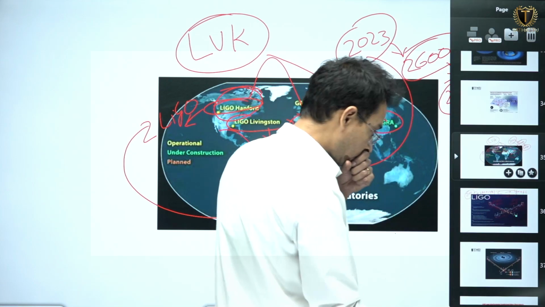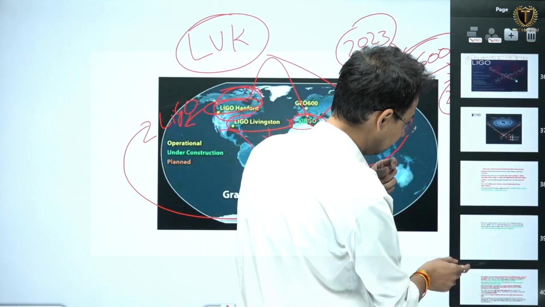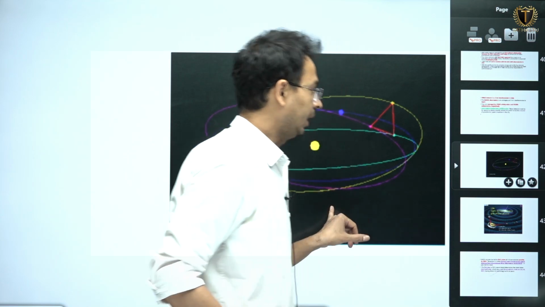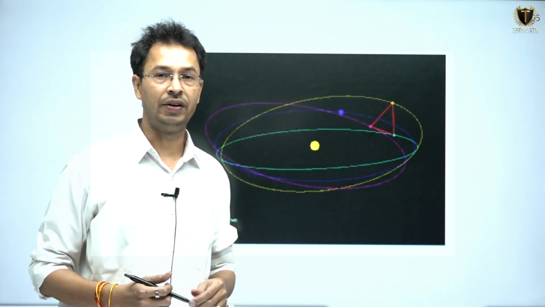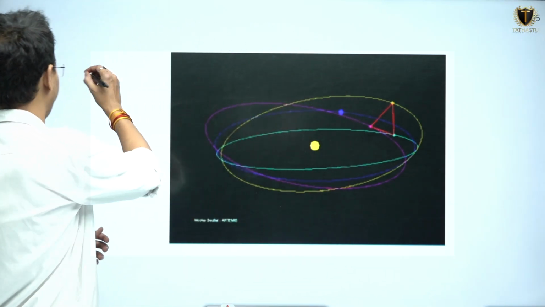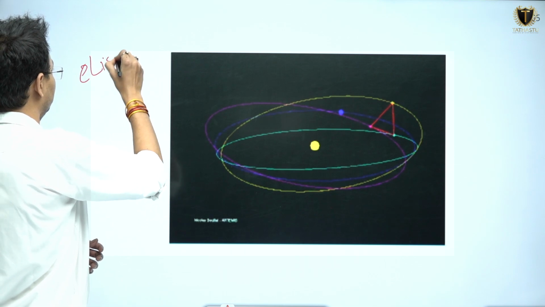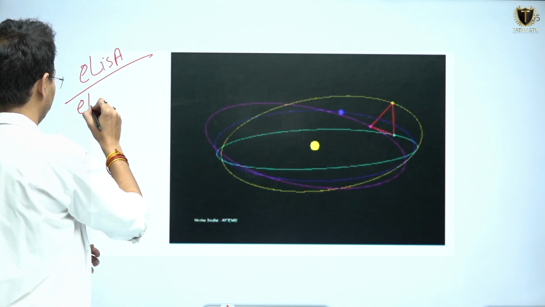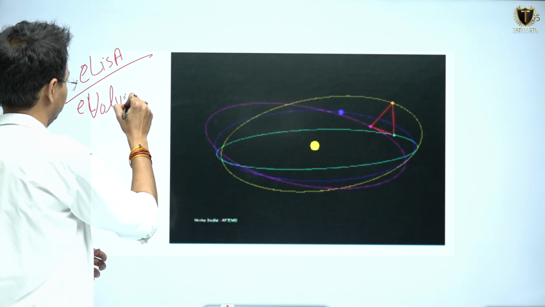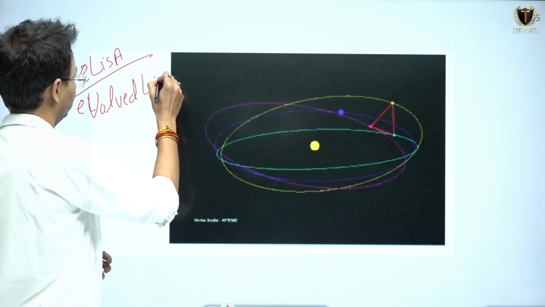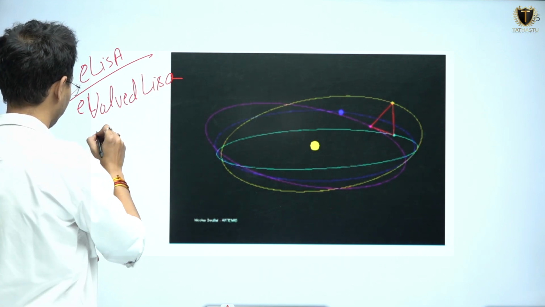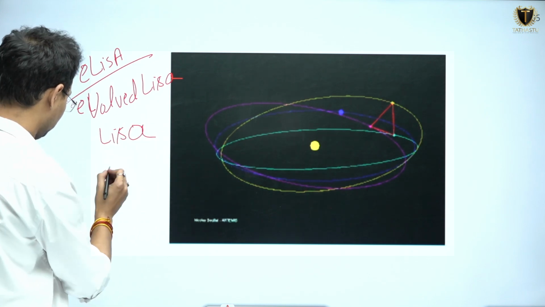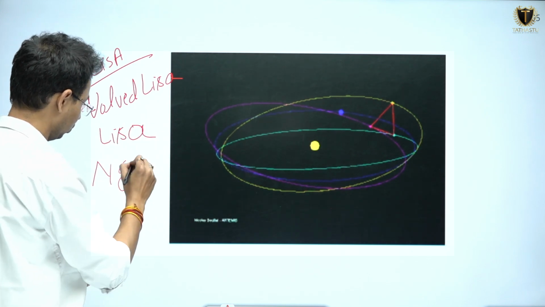Then we have eLISA. eLISA is a space based gravitational wave observatory. eLISA, or you can say evolved LISA, or you can say only LISA, or you can say NGO.